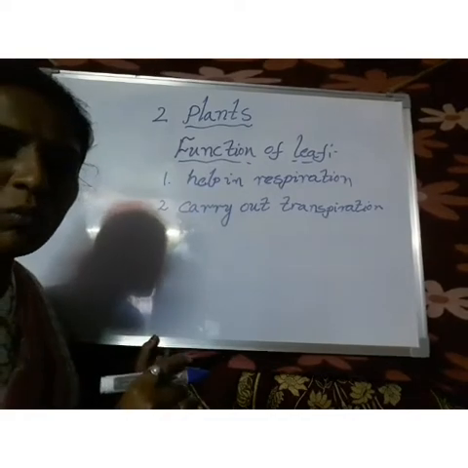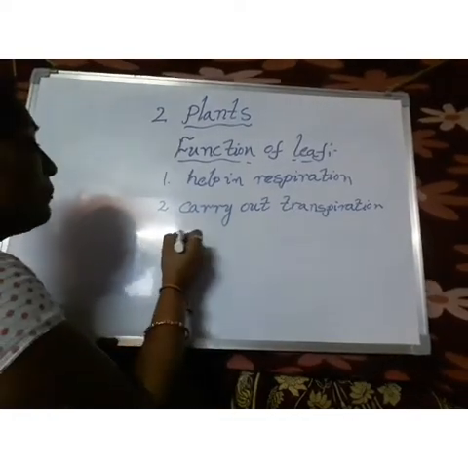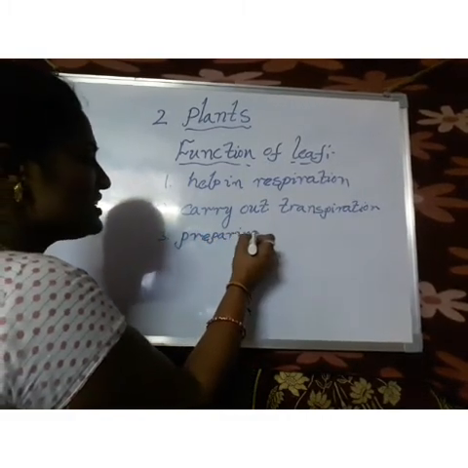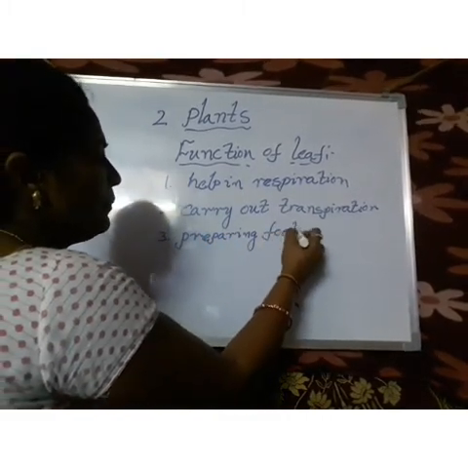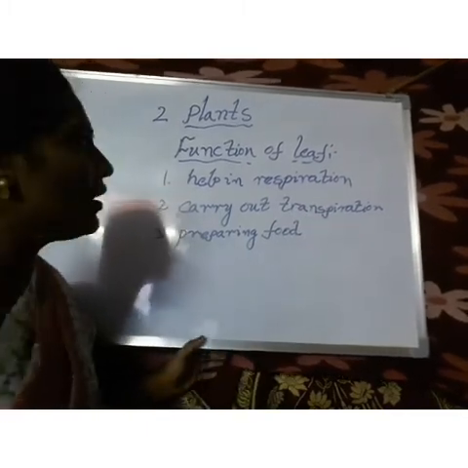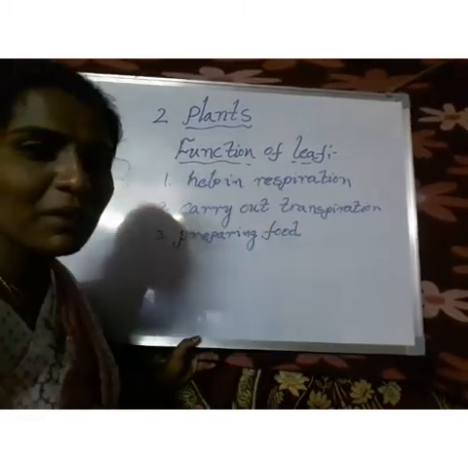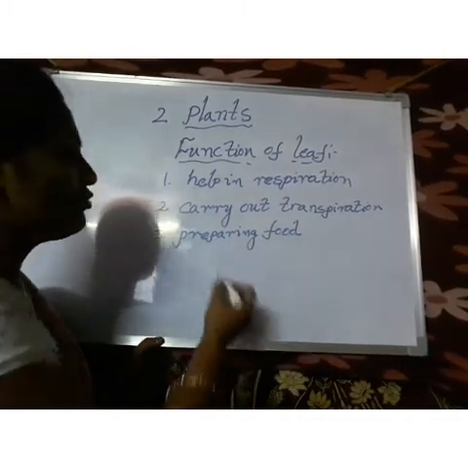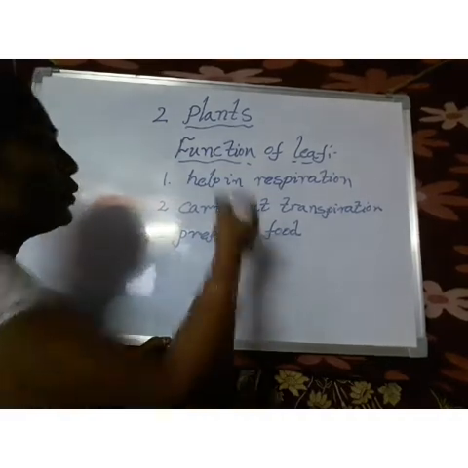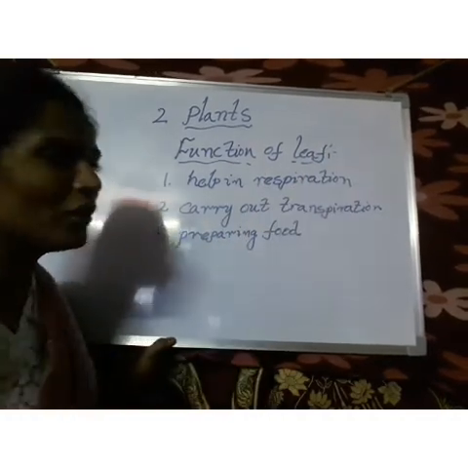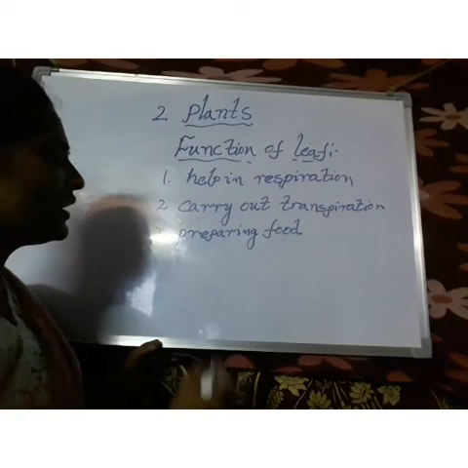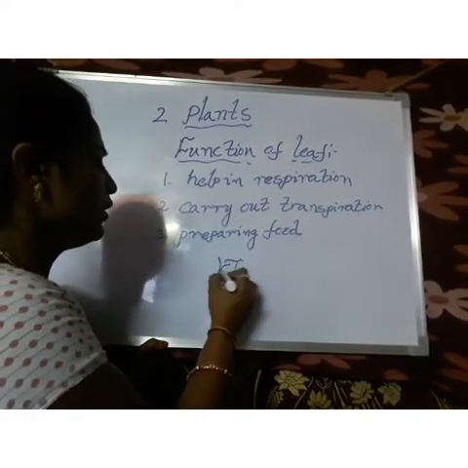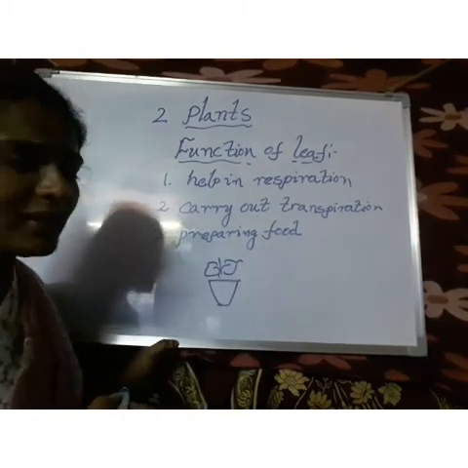And also one more essential function is preparing food. Here see, the leaf is a very essential part to the particular plant, because the leaf only prepares the food for the whole plant. Children, do you know about that? See, for example, this is a plant. Okay, how can this plant prepare its food?